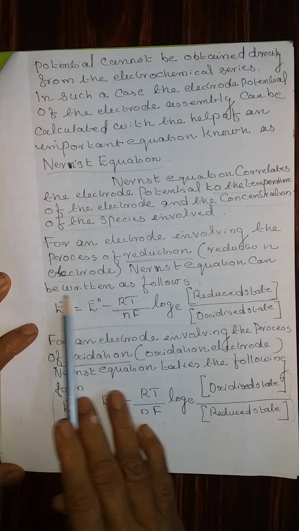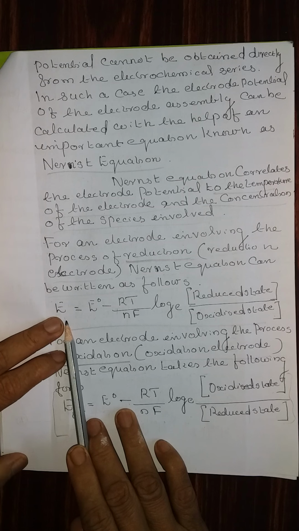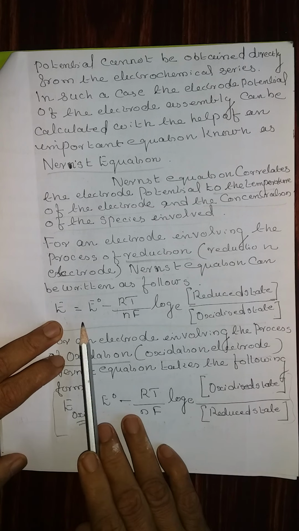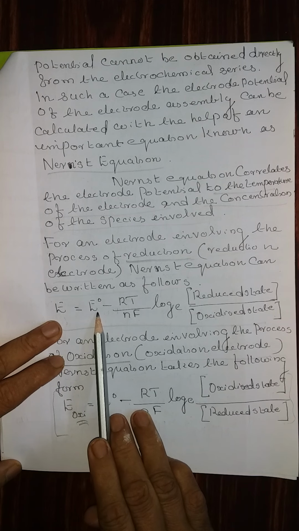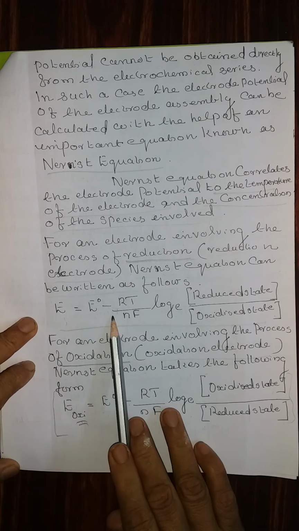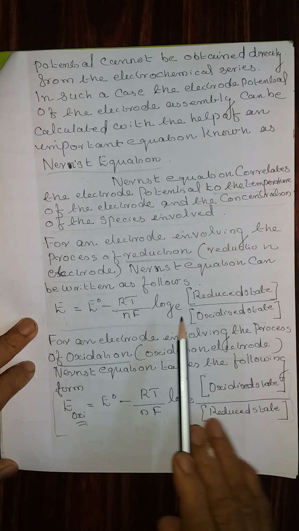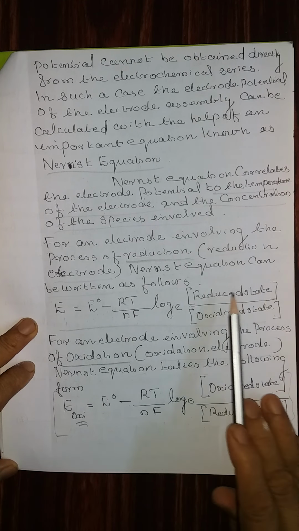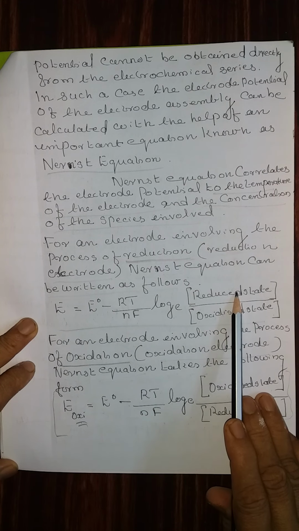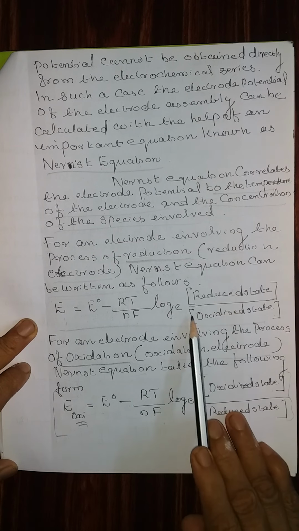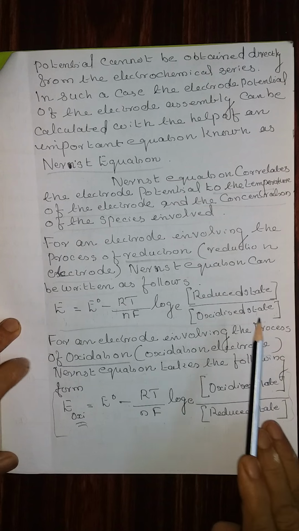The Nernst equation can be written as follows. That is, the reduction potential of an electrode assembly E is the standard electrode potential, represented by E0, minus RT by NF log to the base e of the concentration of the reduced state. This you should have a thorough idea. Concentration of the reduced state as a numerator and concentration of the oxidized state as a denominator.